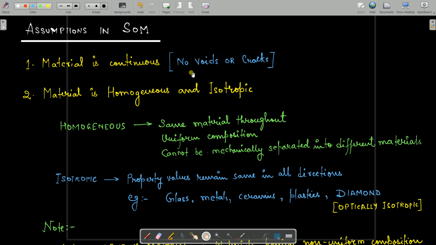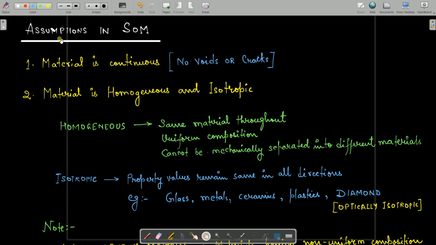What do you mean by that? There should be no voids or cracks. There should be no discontinuity. Is it practically possible? No, because you won't find any material totally free of voids or cracks. There will be practical materials in which at least some percentage will be voids or cracks. But we assume in strength of materials the concept of continuum, just like we assume it in thermodynamics or in some other subjects. So the first assumption is the material is continuous.